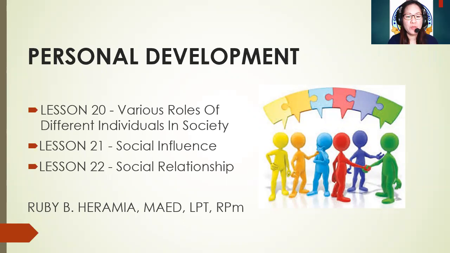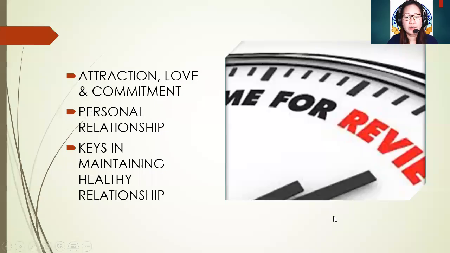And today, we shall be discussing three lessons. First is lesson 20, which is various roles of different individuals in society, followed by lesson 21. It's all about social influence. And last is lesson 22, which is social relationships. Okay. But before we proceed to our discussion.